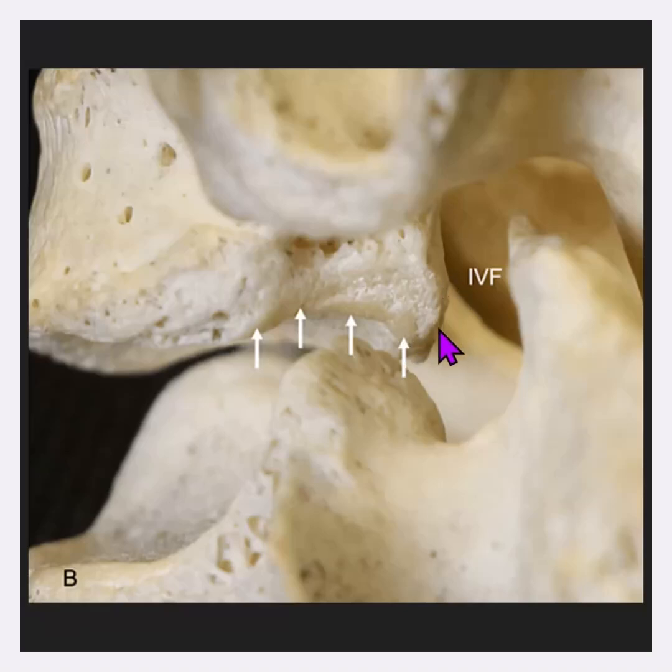And the importance of this is that you can see that this joint forms the anterior margin of the intervertebral foramen. When you get osteophytes arising from degeneration of this joint, they will extend into the foramen and can potentially compress the exiting nerve root. Let's go back to the CT image now.